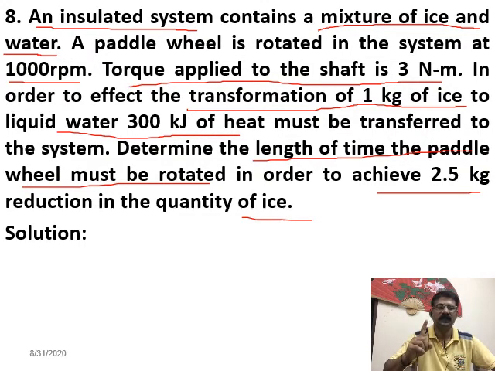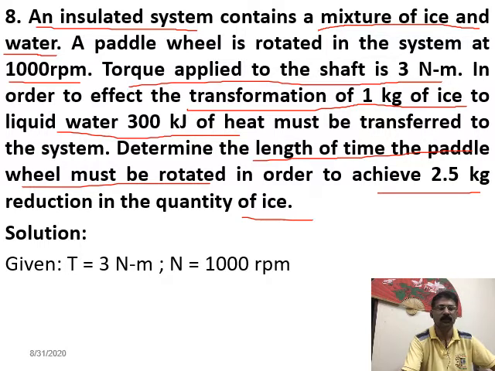See, 1 kg of ice requires 300 kilojoules of heat or work, because same paddle wheel work is converted into heat. So 300 kilojoules of heat or work, 2.5 kg to melt. So 2.5 into 300. So 750 kilojoules of heat should be supplied. For that you have to find out through paddle wheel what is the energy, work energy or heat energy supplied per second first. Then you can divide that 750 by this work, you can get the time. So it is very easy to solve. Given torque 3 Newton meter and speed 1000 rpm. Okay, let us solve this problem now.